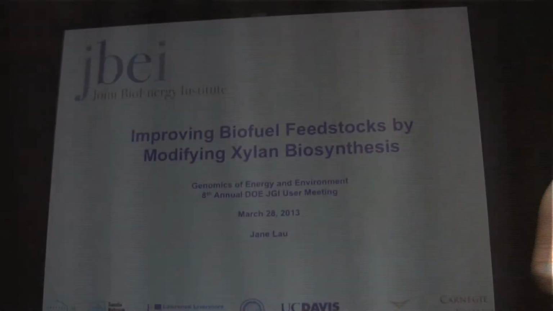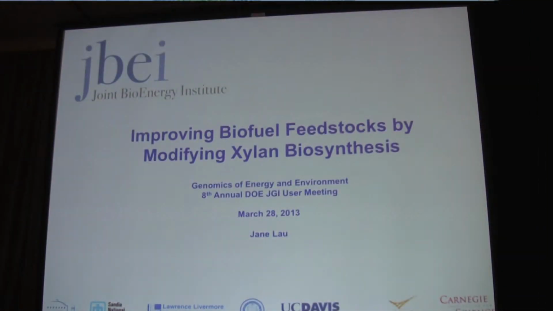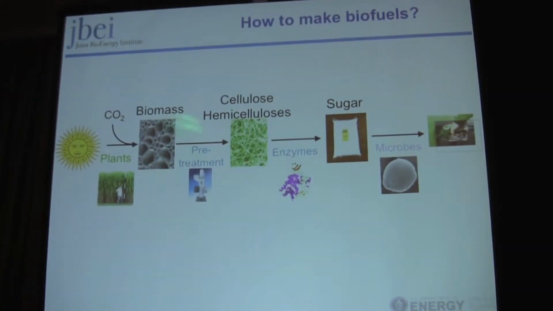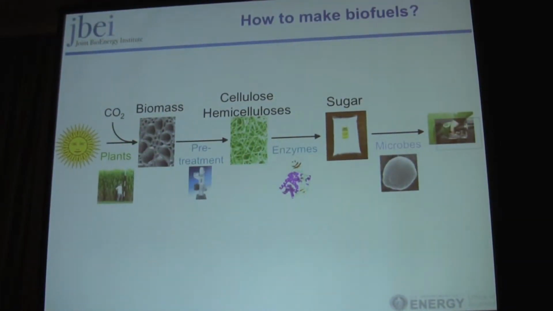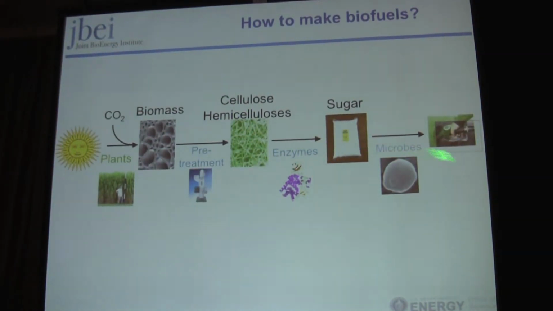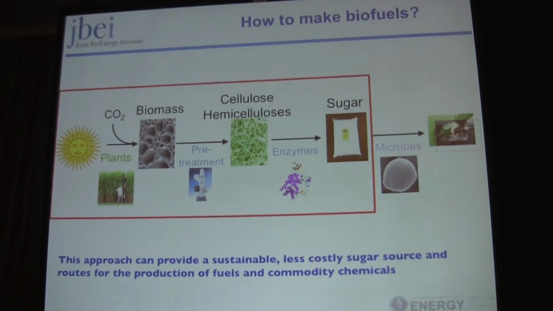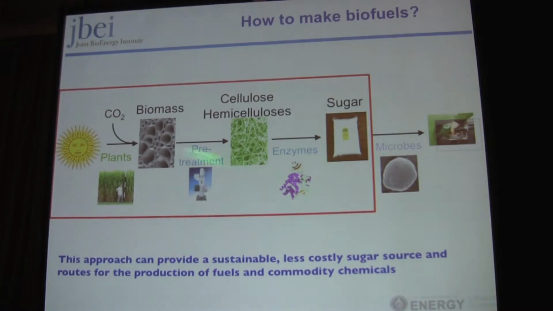As the title suggests, I'm going to be talking about how to improve biofuel feedstocks by modifying biosynthesis of xylan. So first, how do we make biofuels? We take biomass, we pre-treat it, and then we use enzymes to degrade the cell wall material into sugars, and then we ferment them into usable biofuels. In our lab, we're mainly focused on how to make better plants so that we can make usable sugars in order to develop a more renewable feedstock for biofuel production.